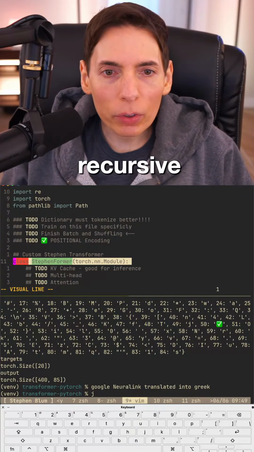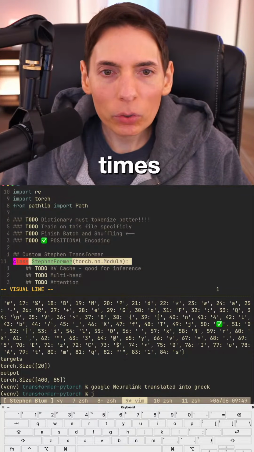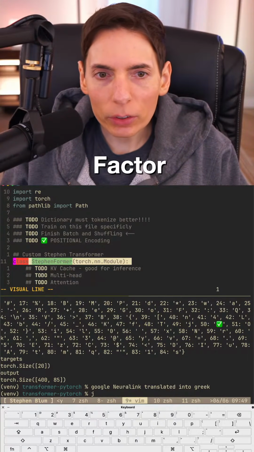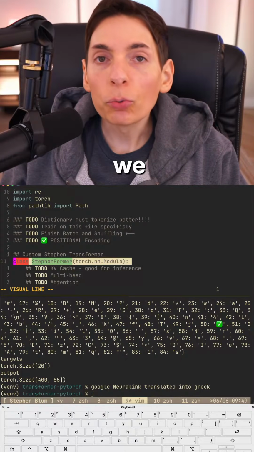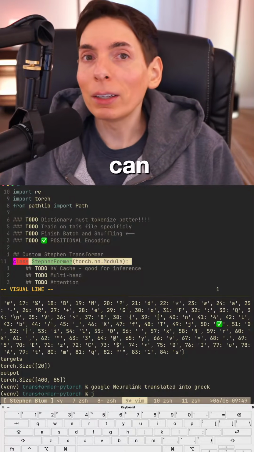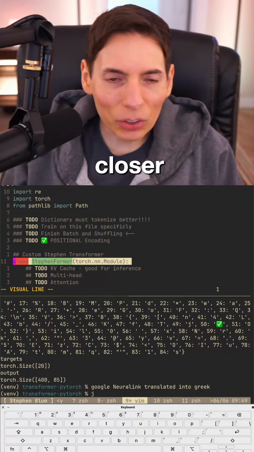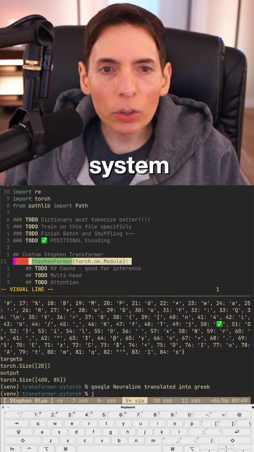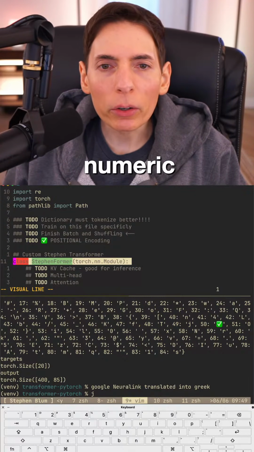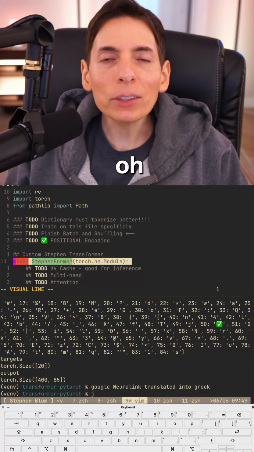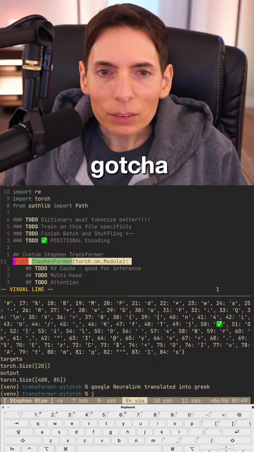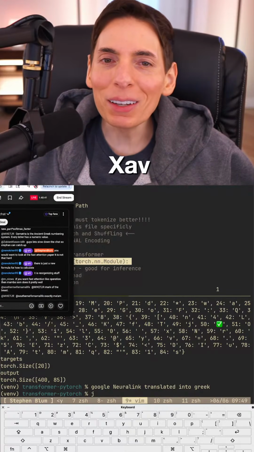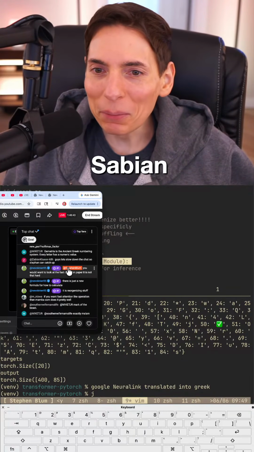Basically, recursive n times softmax factor, new parts times softmax factor. Okay, so if we do that, you're saying we can get closer. Gematria is an ancient Greek numbering system. Every letter has a numeric value. Oh, Mike Jr., okay. Let's slow down the chat so Steven can catch up. I know, Zabian. I'm trying.